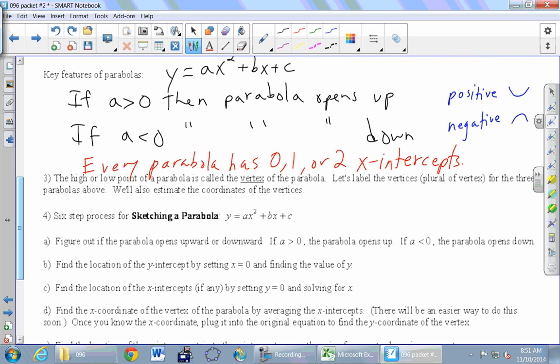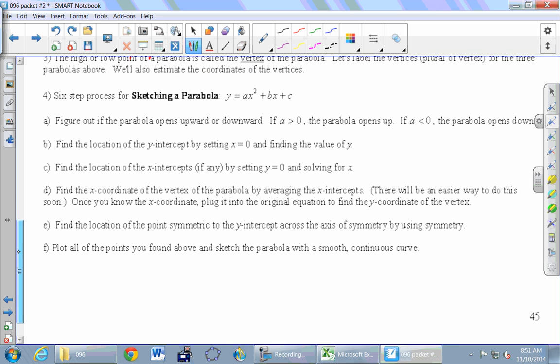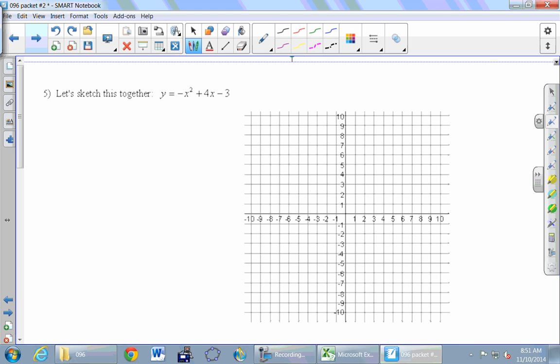Okay, so the heart of today's class is about sketching parabolas, and it's a long process that's listed all here. We're not going to read this right now, but you'll have it for reference when you start the activity and work on your homework. So let's just try this one together. The goal is to sketch y equals -x² plus 4x minus 3.